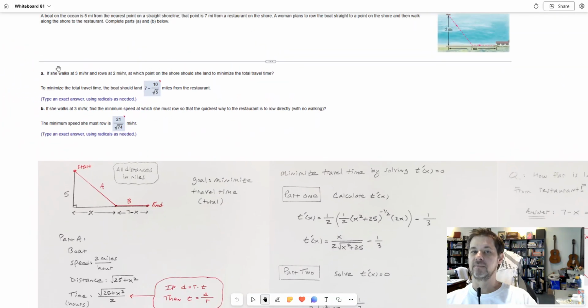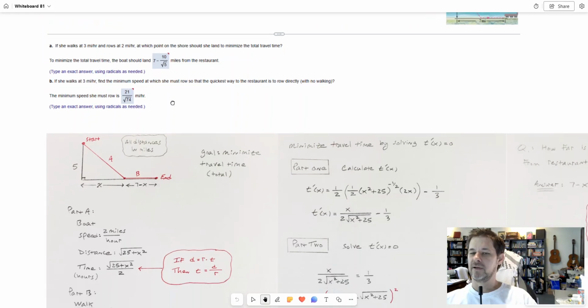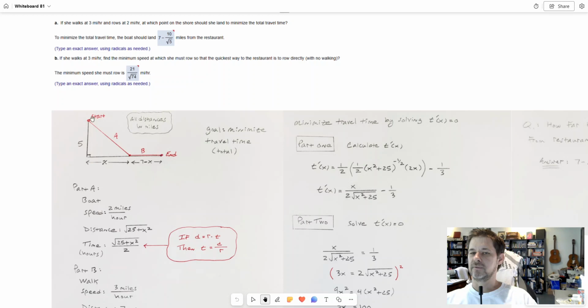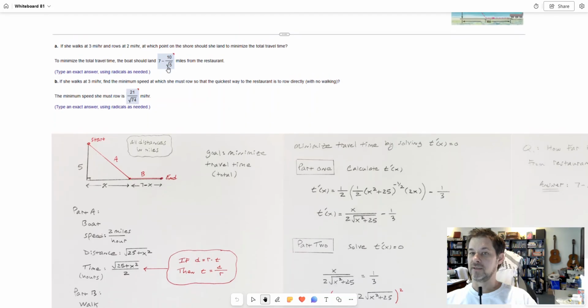So I'm going to go back up here. So it says, at which point on the shore should she land to minimize total travel time? Okay, so then I read a little bit further, and it says to minimize total travel time, the boat should land how many miles from the restaurant? Now in my diagram, this is the restaurant. So we're trying to get from here to there. It was a crazy journey of rowing a boat some of the way and walking the rest of the way. So it's actually asking me for how far is it from that landing point to that end point. Okay, that's what this is.